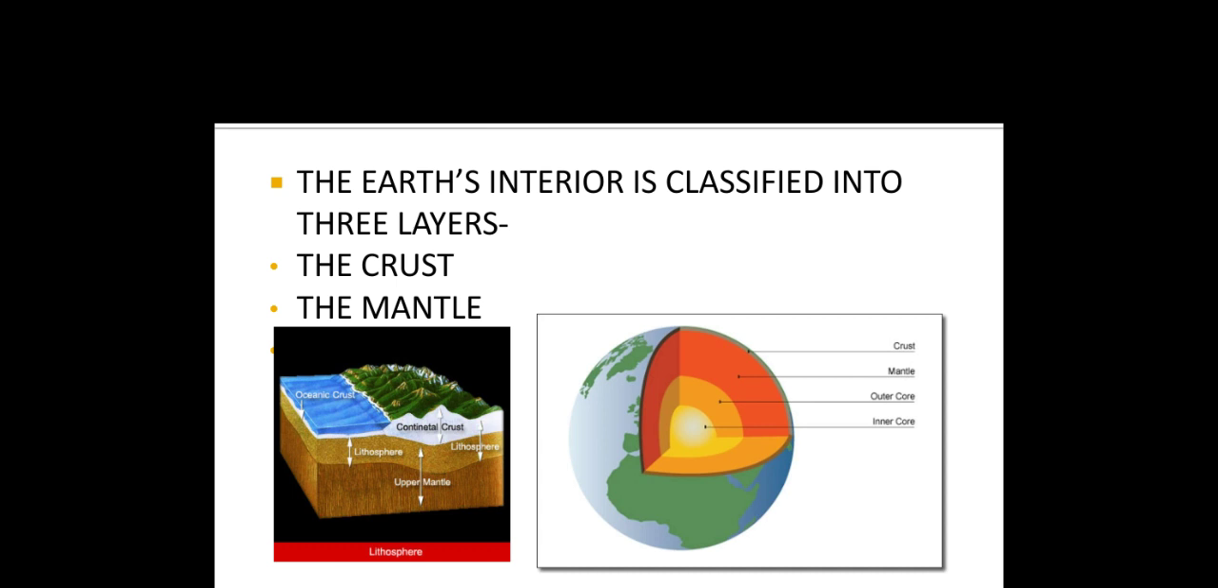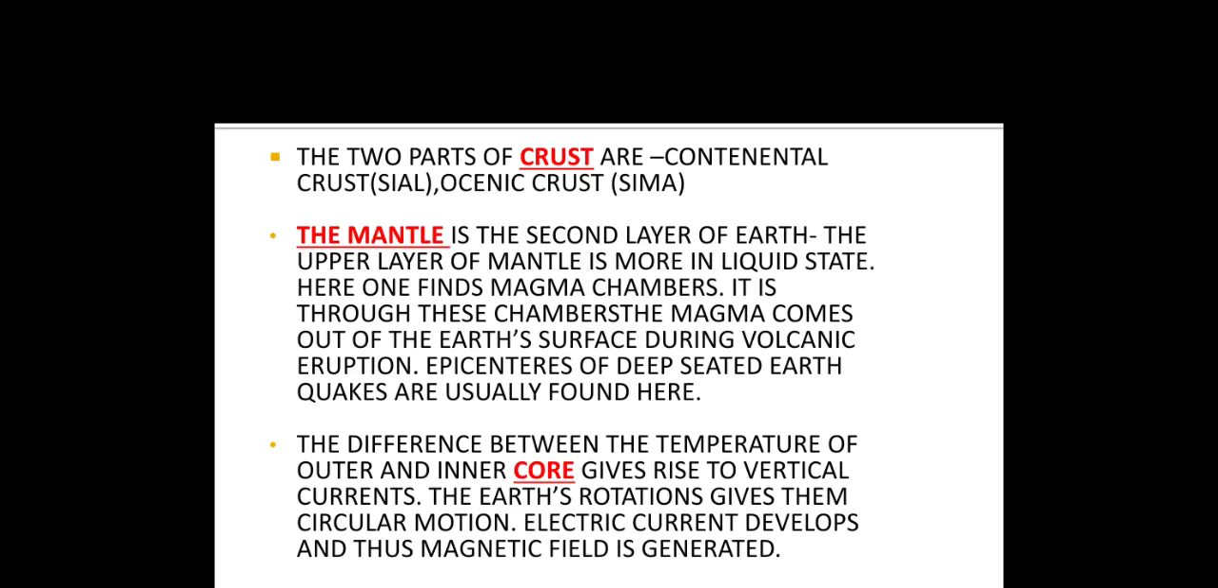Then we studied the two parts of crust. The continental crust is Sial, so silica and aluminium is found. Oceanic crust, Sima, that is silica and magnesium is found.